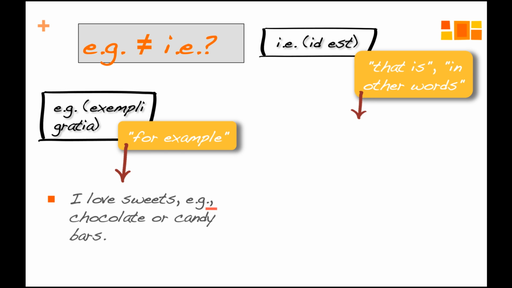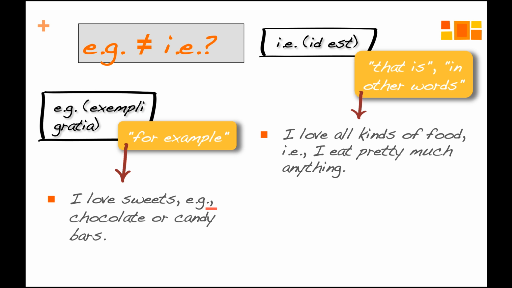Now, i.e. is different. It is Latin again, but that's the only common thing. I.e. stands for id est, which is the Latin expression, and the meaning is that is, or in other words. And you already see the difference. Now, we're not giving examples out of a mass of possible examples anymore. The meaning is in other words. I love all kinds of food, i.e. I eat pretty much anything. This is almost like a little definition. I'm clarifying something. I'm not giving an example.